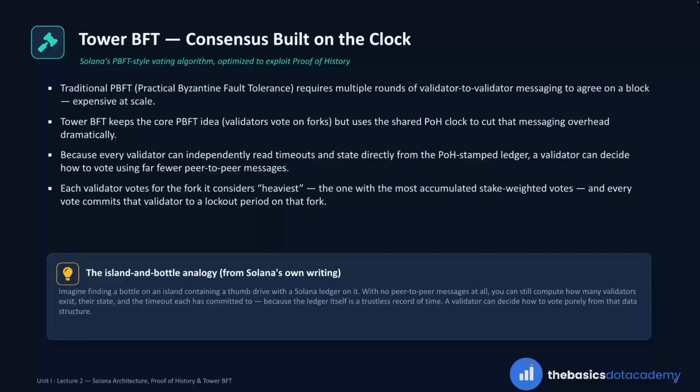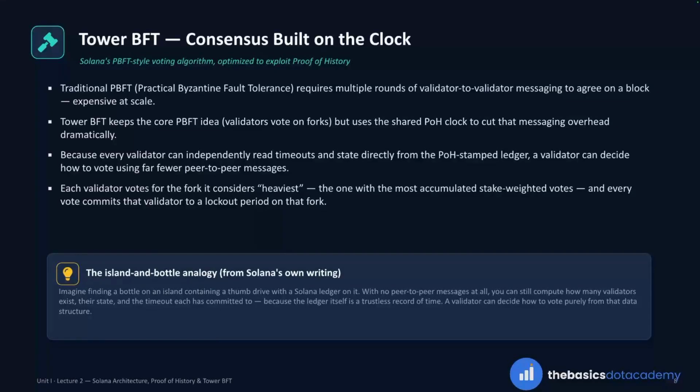In the previous slide, we have seen how that becomes expensive when the number of nodes goes on increasing. Tower BFT keeps the core PBFT idea. However, it uses a shared proof of history clock to cut that messaging overhead dramatically. Because every validator can now independently read timeouts and state directly from the proof of history stamped ledger, a validator can decide how to vote using far fewer peer-to-peer messages.